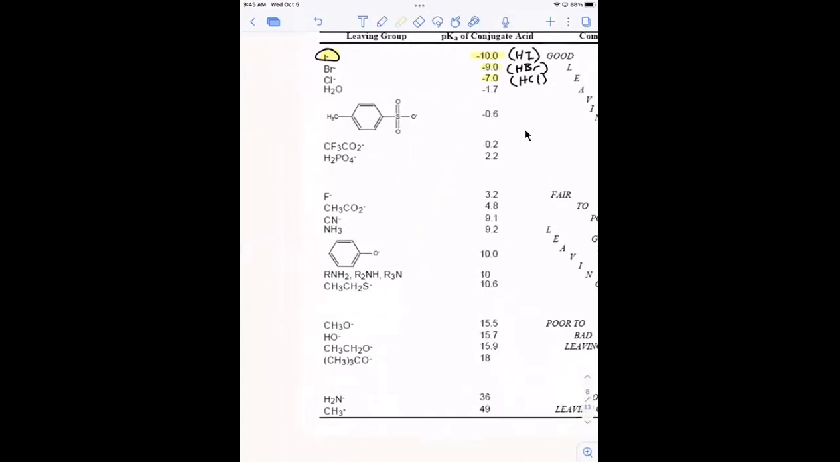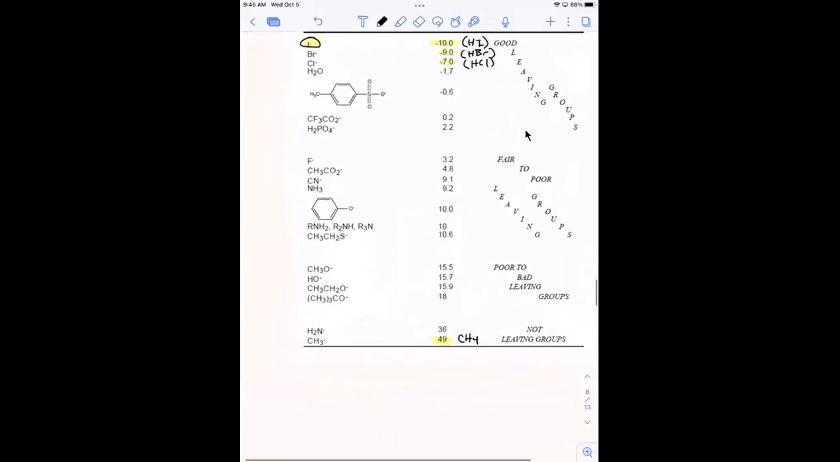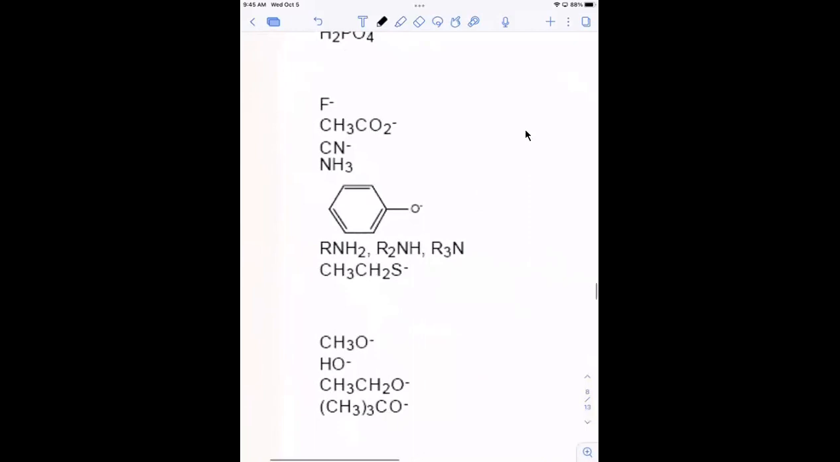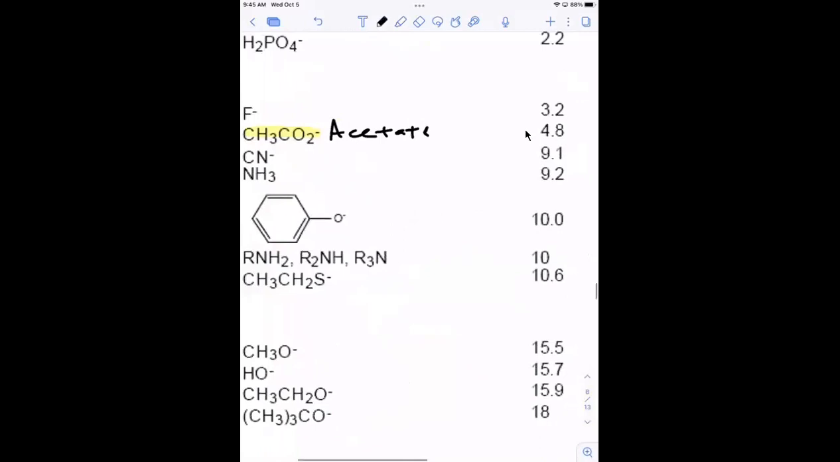If you go through the list, from iodide all the way down, methyl is a horrible leaving group. That's because the pKa of the conjugate acid, which is CH4, is 49. In terms of being an acid, it's really not an acid. It's an ultra weak acid. It'll never give up that proton readily. All right, then you have some other decent leaving groups. Acetate is a decent leaving group. Sometimes you'll see this written as OAc.